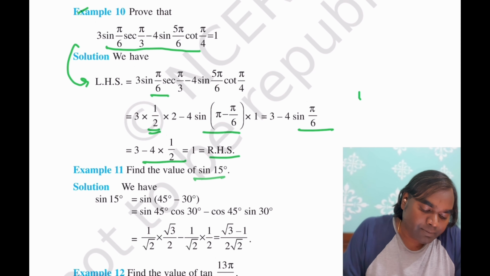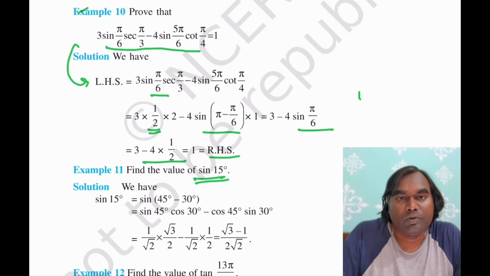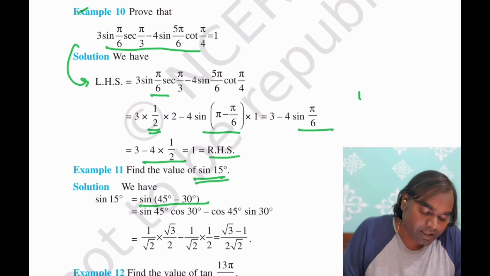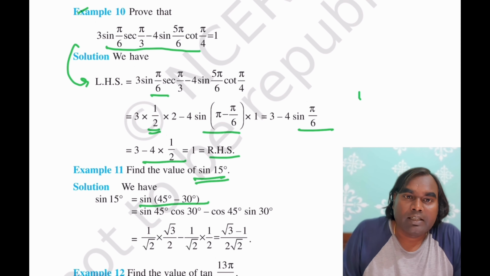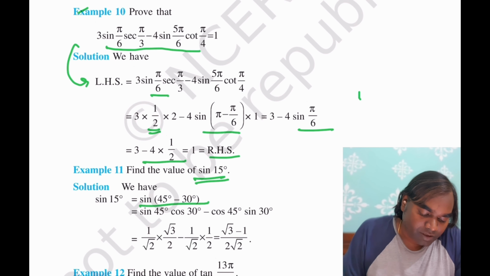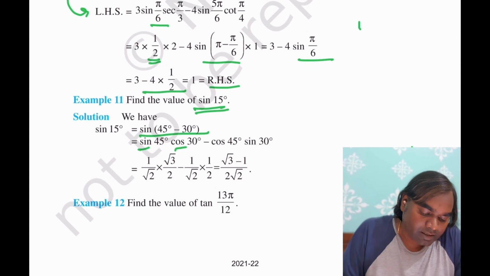Find the value of sin 15. You know the value for sin 45 and the value for sin 30, so you will use sin (45 degree minus 30 degree). Therefore sin (x minus y) can be written as sin x cos y minus cos x sin y. After substituting these values you can get the answer.